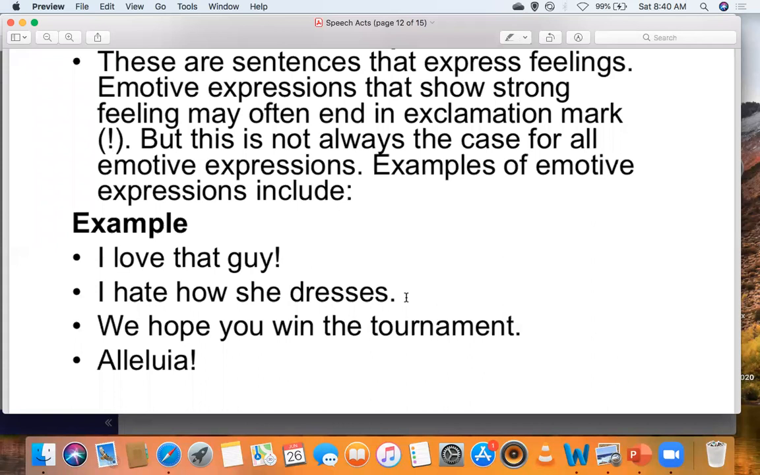Or when someone says I hate how she dresses. If someone says I hope you win the game, you don't say you are wrong and things like that. So they are expressions of feelings. They are not like arguments or propositions that you tackle or agree or disagree with.